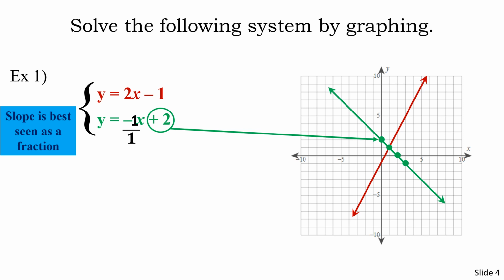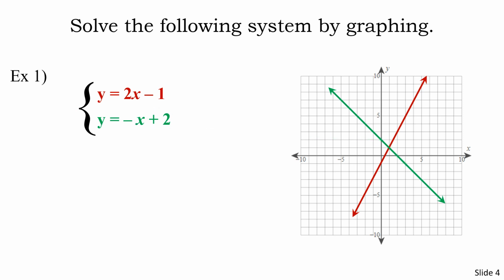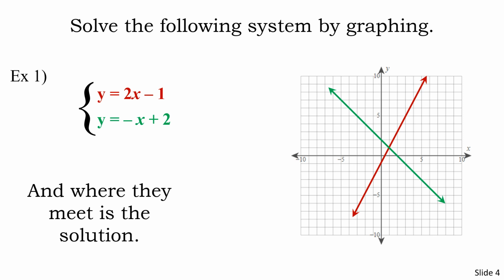And where do they meet? They meet where the solution is, which is at (1, 1). So the solution to this system would be (1, 1), where the two lines meet.